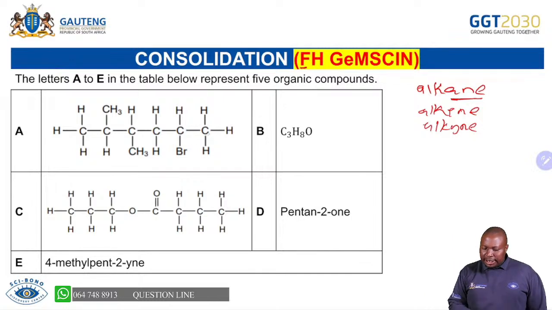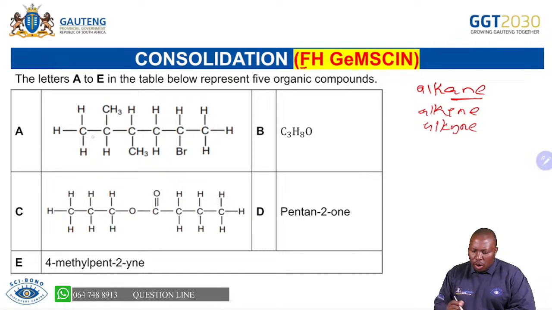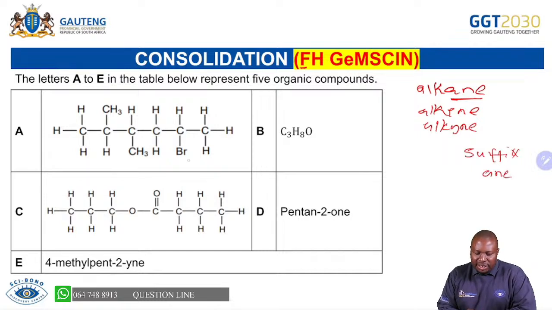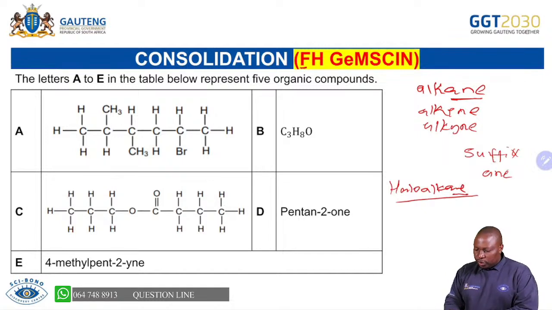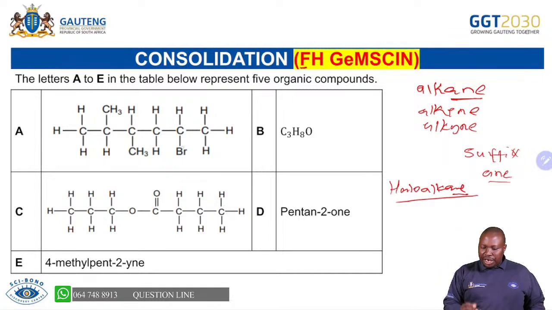But if you look at this structure, we don't have anything that will change the ending of the name. So I can say the suffix of the structure is ane. I said it's ane because this is a haloalkane. Remember, haloalkane ends with ane. So the name will end with ane because we have a halogen there.